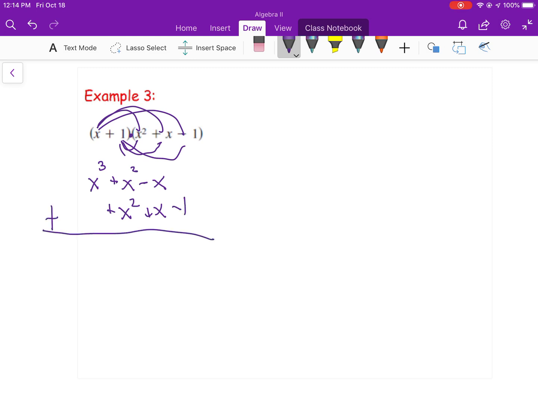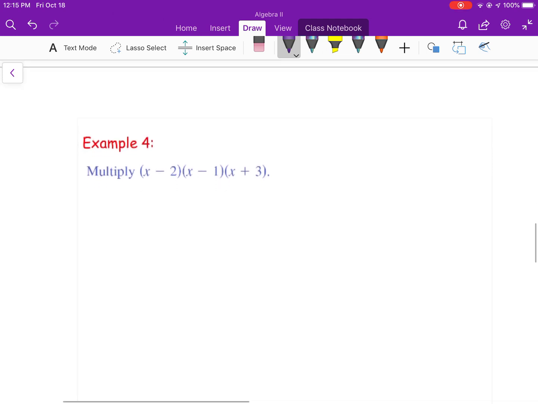I'm going to add my columns up like I would in an addition problem from old school kindergarten or first grade or whatever. But I got x to the second plus 2x. Those go away. And I'm left with minus 1. Okay.